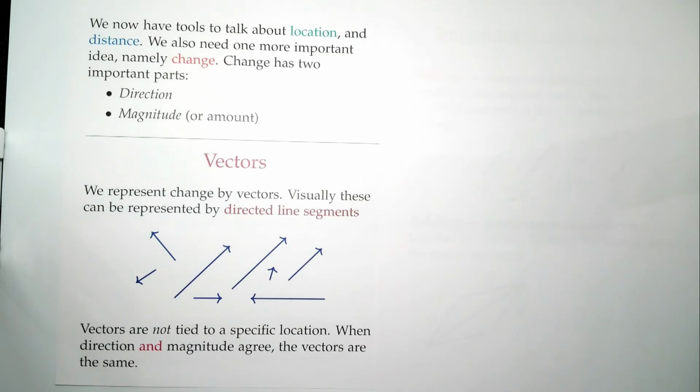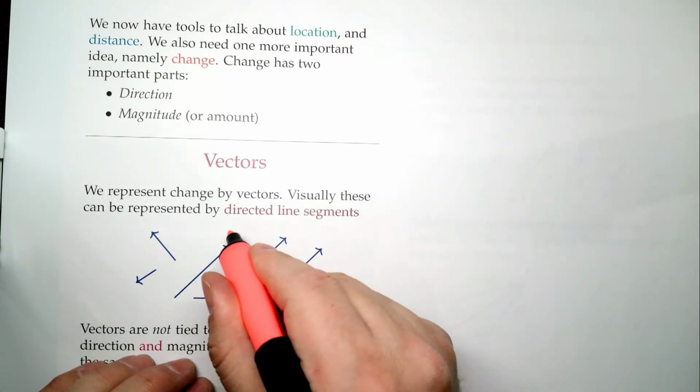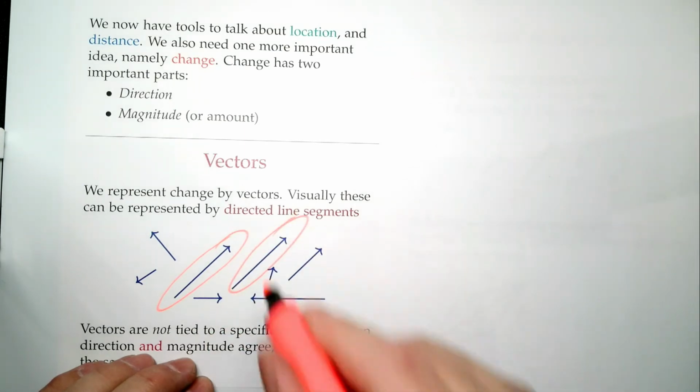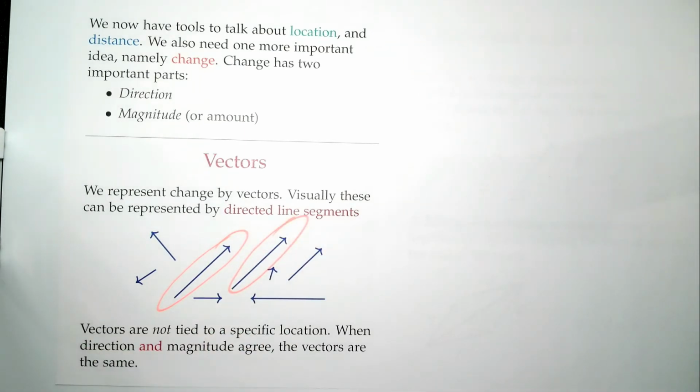So here we have a collection of vectors drawn visually. Are any of these vectors the same? To be the same, you have to check two things. Do they have the same direction? And do they have the same magnitude? If you can say yes to both, they're the same. And it turns out that there are two which have the same direction and the same magnitude.